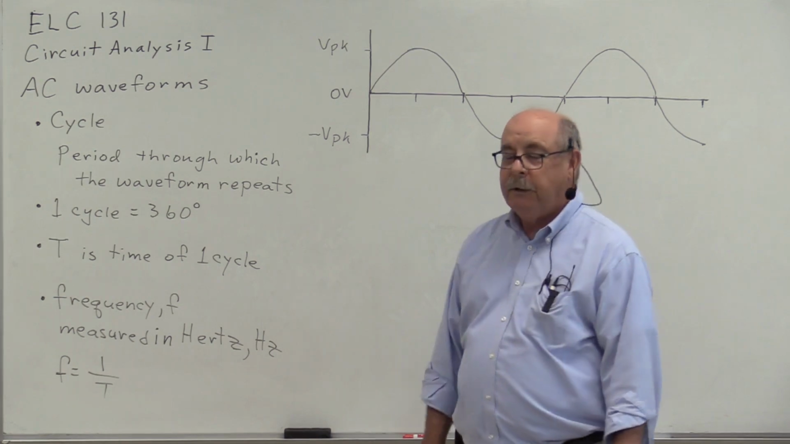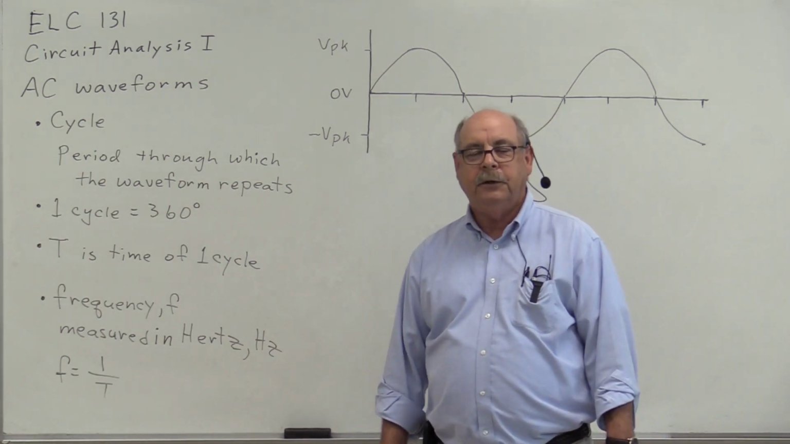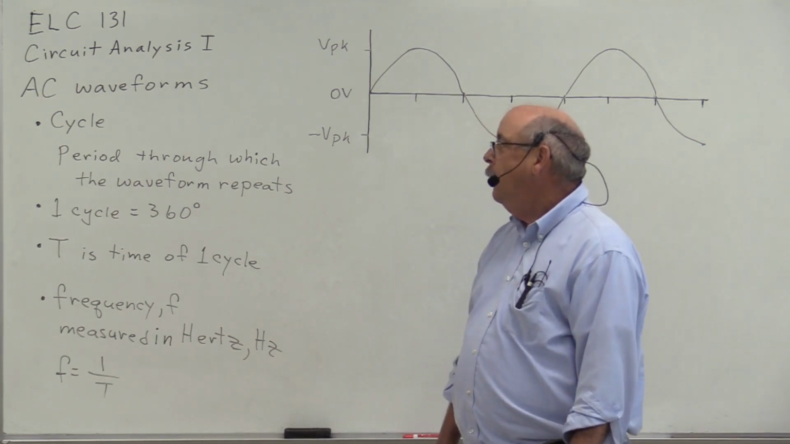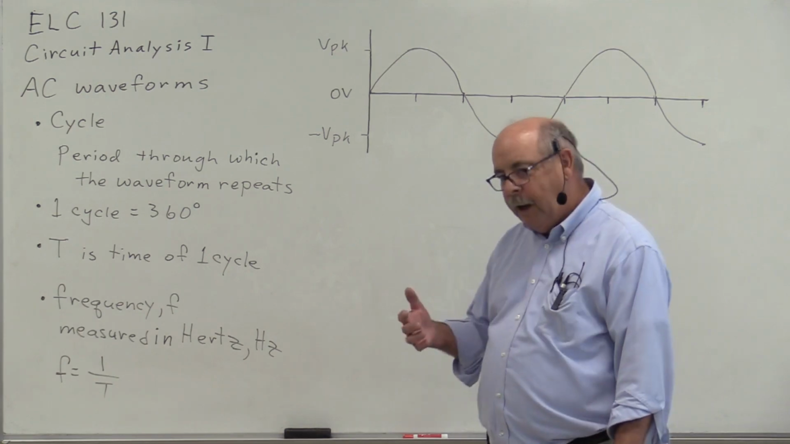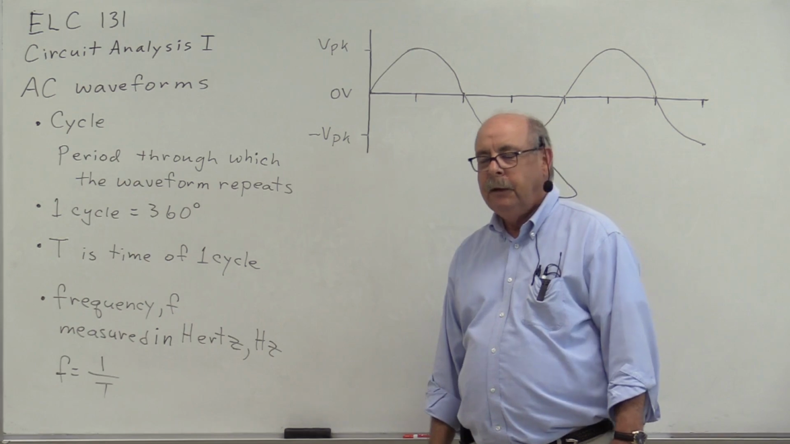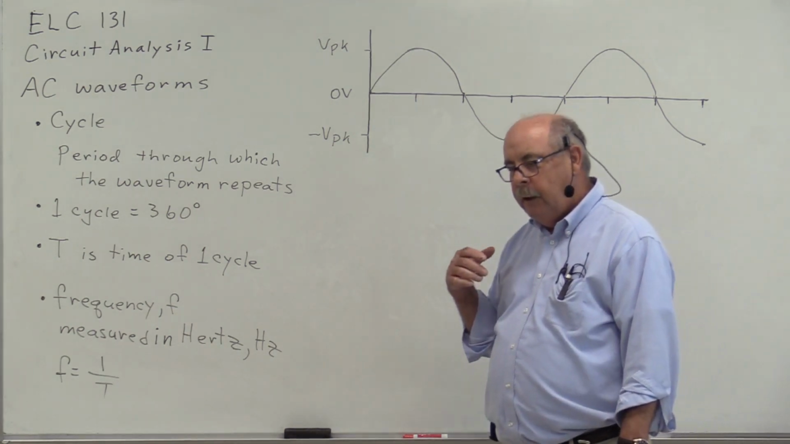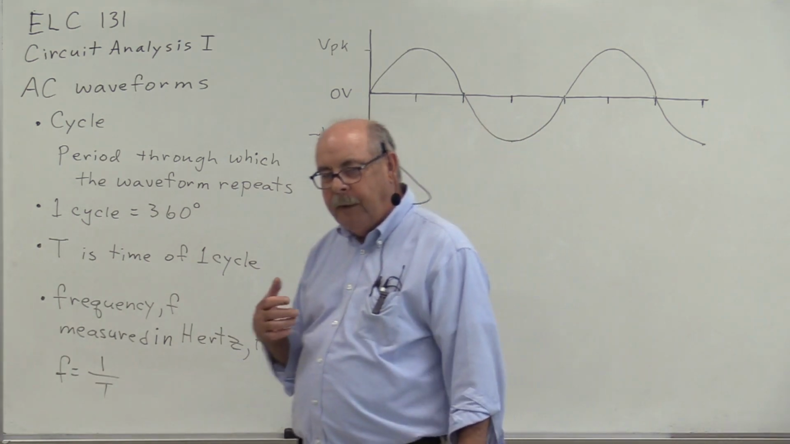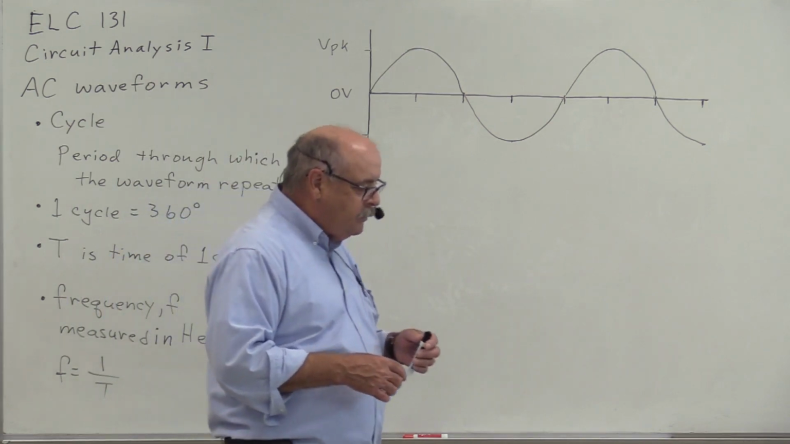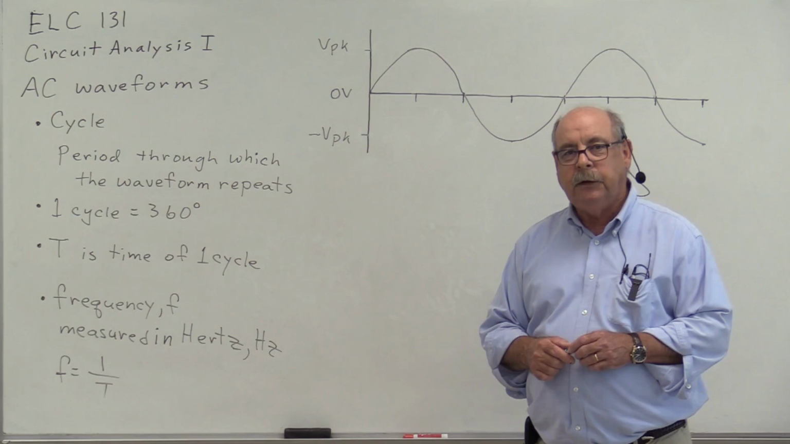So this is ELC 131, Circuit Analysis 1, and we continue on our discussion of alternating current. Now, when we define, describe, discuss all AC waveforms with respect to the x-axis, one of our fundamental measures or quantities is a cycle. And a cycle is merely the period through which the waveform repeats itself.